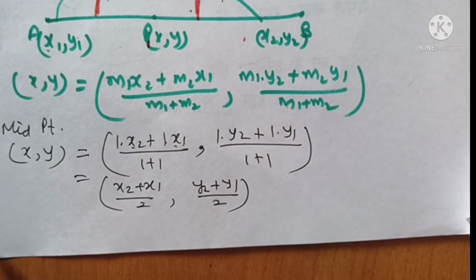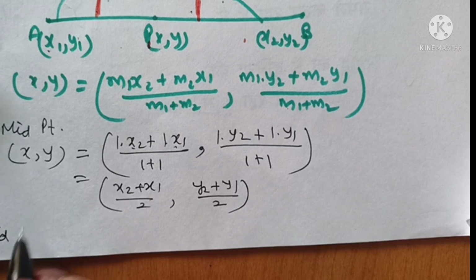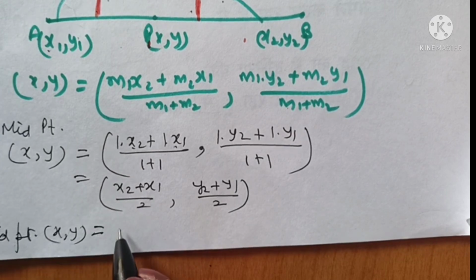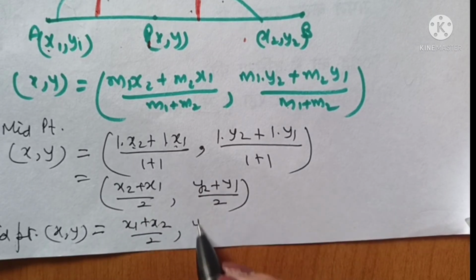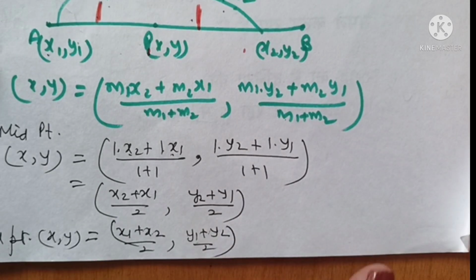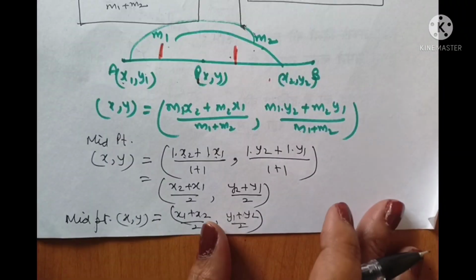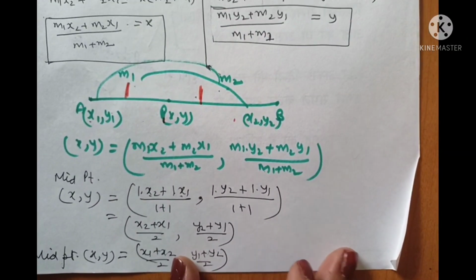So I can say that midpoint (x, y) is equal to ((x1 plus x2) by 2, (y1 plus y2) by 2). So this is the derivation for midpoint also. You can use it, and I hope you have understood these two derivations.